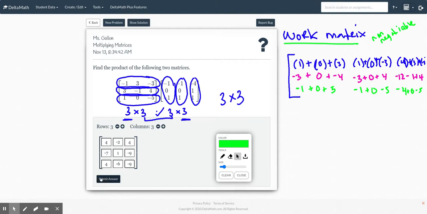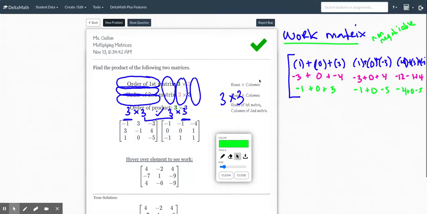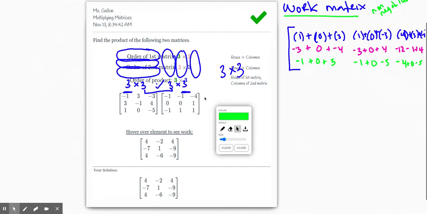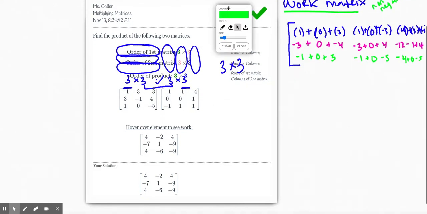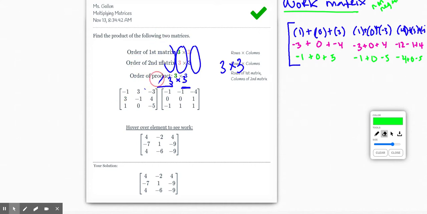So let's see. I'm going to submit my answer. I'm going to say yes. Oh, I got it, right? And then the awesome part, and hopefully we recognize this about DeltaMath at this point, is that let's say I didn't know how to get my answer, and I used some app that told me the answer, or I somehow figured something out.